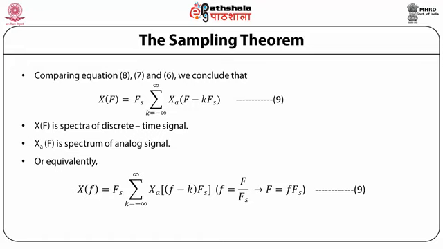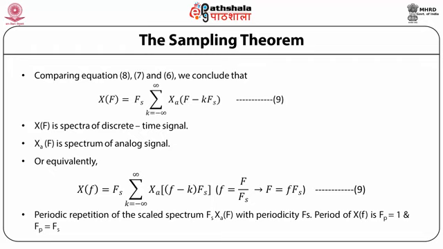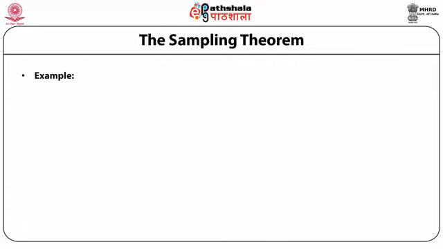Now where small f is F by fs and capital F is small f multiplied by fs. So the spectrum is a periodic repetition of the scaled spectrum fs Xa(F) with periodicity fs, that is, the period of X(f) is fp equal to 1 and Fp equal to fs. So let us now study this by considering an example.